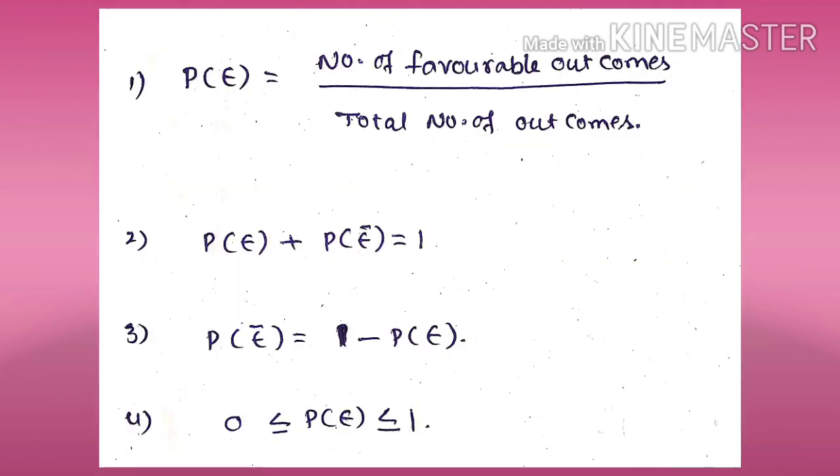Let's go for the next chapter, 13. Probability of any event is equal to number of favorable outcomes divided by total number of outcomes.